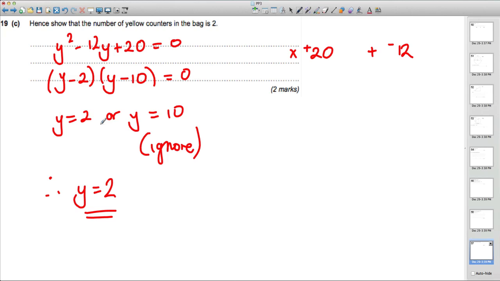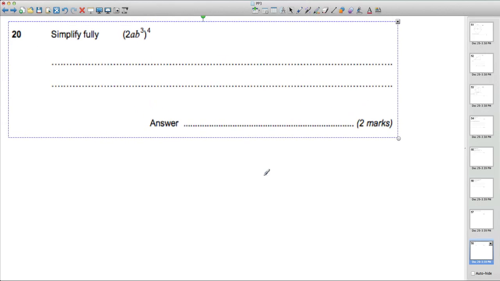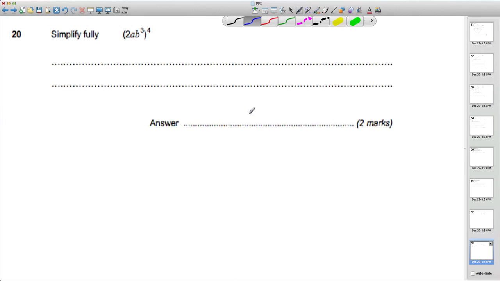Okay, and three more questions. Question 20, simplify the following fully. Please get this right. We've done this in the previous video. The answer for this is 8a4b12. Let me just show you why again.